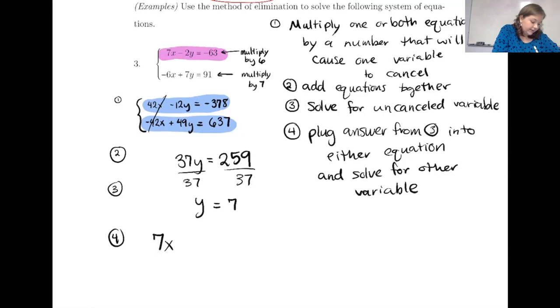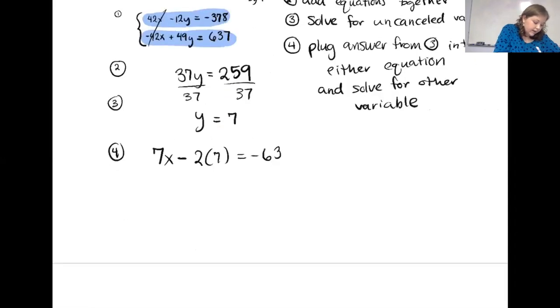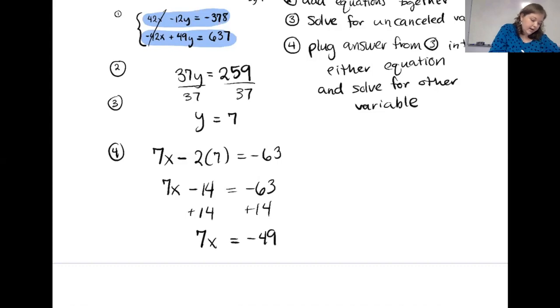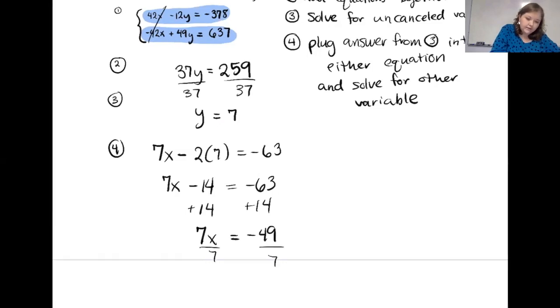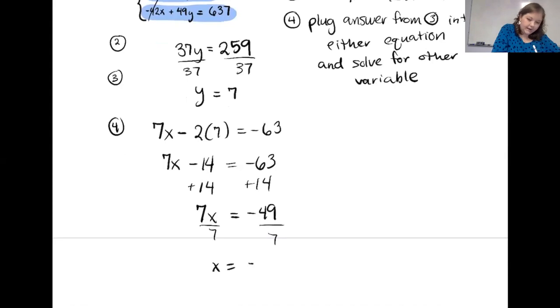So we have 7x minus 2y, so that becomes 2 times 7, equals negative 63. And we solve for x there. So we get 7x minus 14 equals negative 63. We can add 14 to both sides. So 7x equals negative 49. And then we'll divide by 7. And we get x equals negative 7 as the answer there.